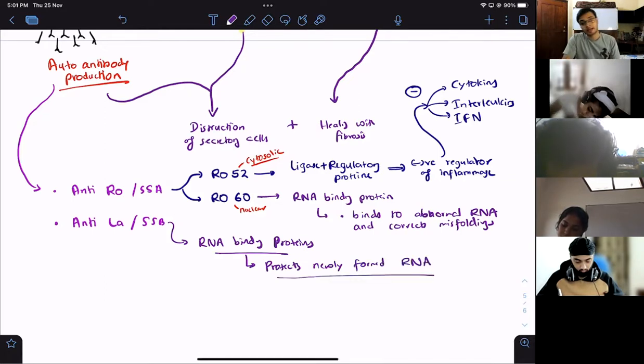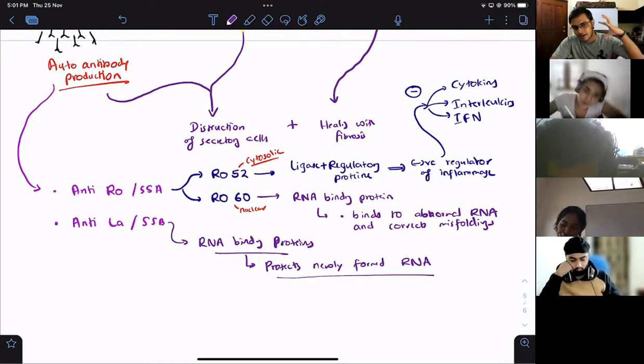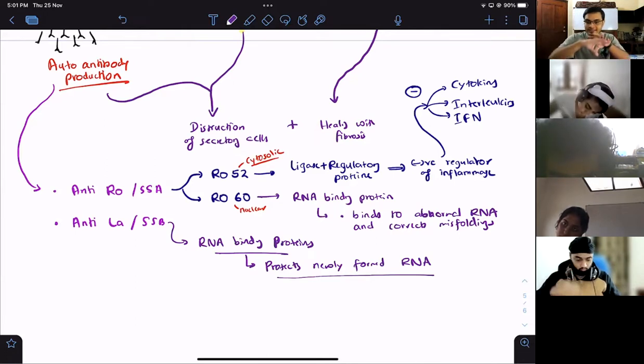How it does that, guys, is a very deep process, but just remember structural stability. You all know these nitrogenous bases and all are there in the RNA structure. So what the La proteins do, not the anti-La, which is the antibody, what the La proteins do, they can come and bind to these newly formed RNA molecules and stabilize their structure. So there's a protective function. So these are anti-Ro and anti-La.